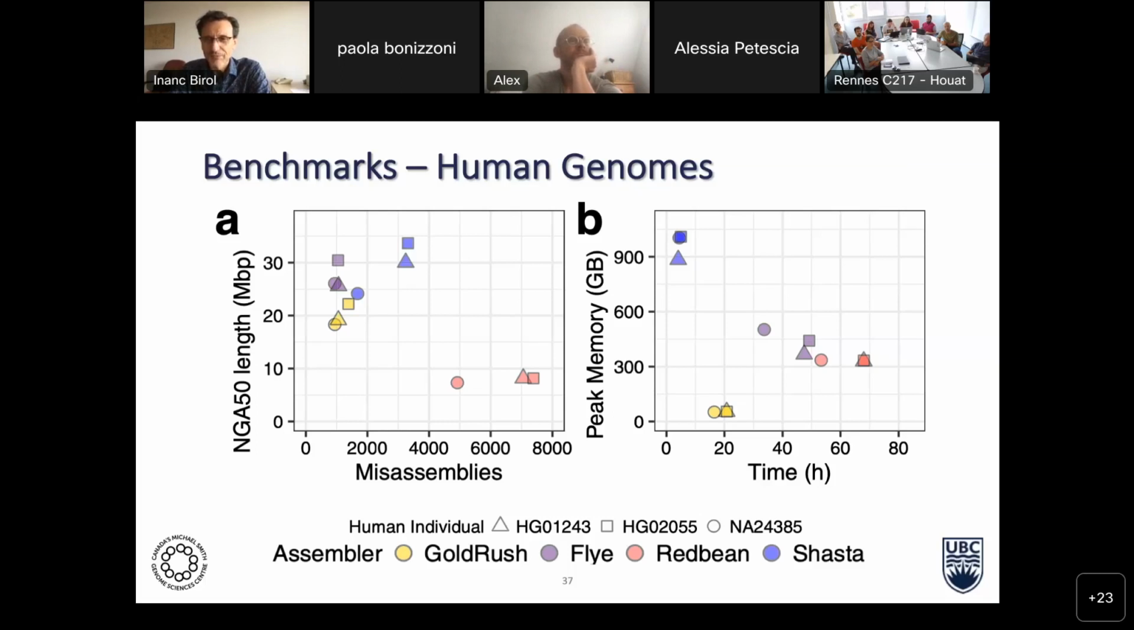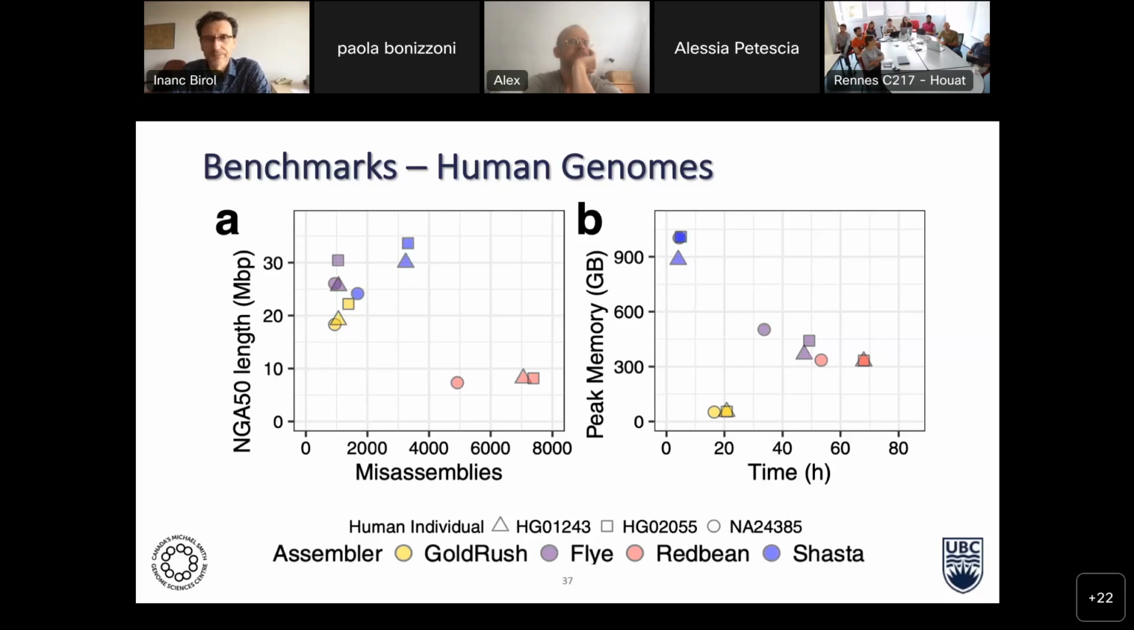I guess training time can be amortized or parallelized, if you will, with the earlier stages of the assembly. So yes, there's some room for growth for sure, and that's what we are concentrating on at the moment.